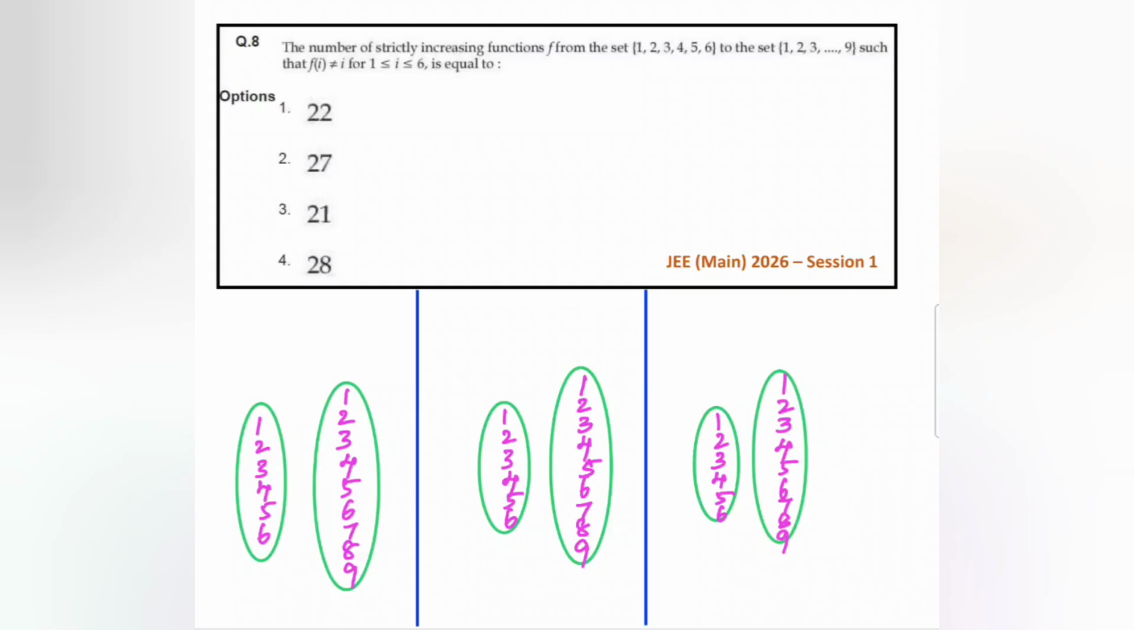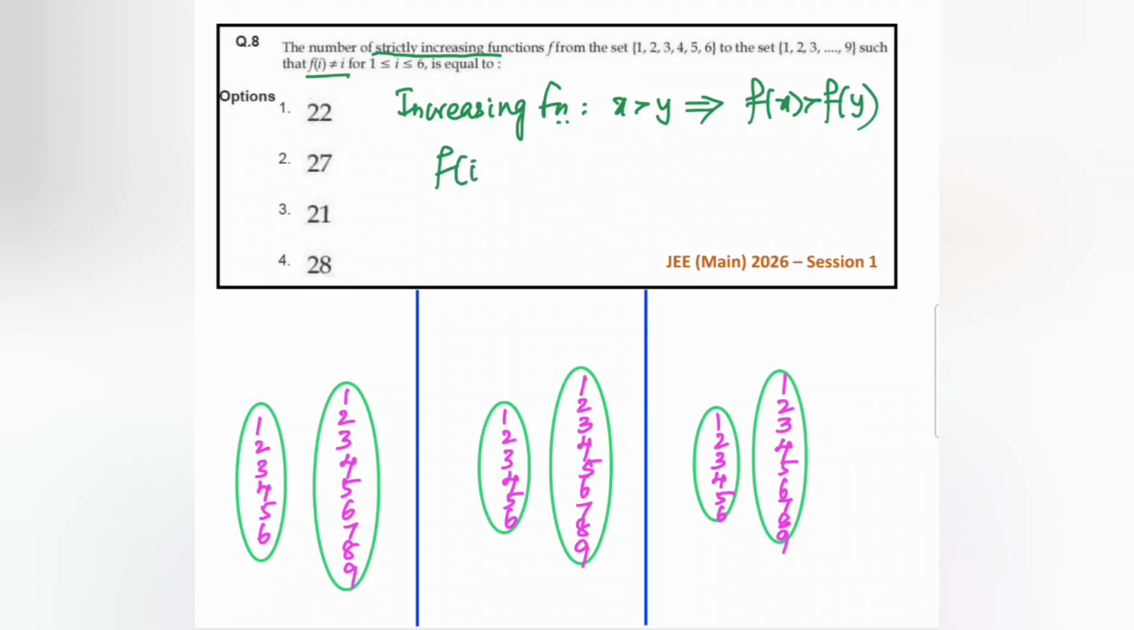So the question here is: the number of strictly increasing functions from the set {1 to 6} to the set {1 to 9}, such that f(i) is not equal to i for i between 1 and 6. So please remember, increasing function means x greater than y implies f(x) greater than f(y), and also here it is given f(i) is not equal to i, which implies f(1) is not equal to 1. So the least possible value of f(1) is 2.